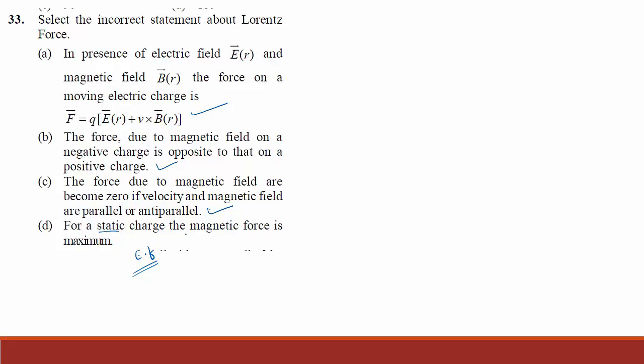So magnetic force is equal to 0 when the charge is at rest, because a static charge is simply surrounded by an electric field. You can observe this equation, magnetic force Fm we can write as Q into V cross B, vector V cross vector B. Here suppose V equal to 0. If velocity is 0 for a static charge, then the value of magnetic force is equal to 0. So the last statement is the incorrect statement about Lorentz force. Option D is right.